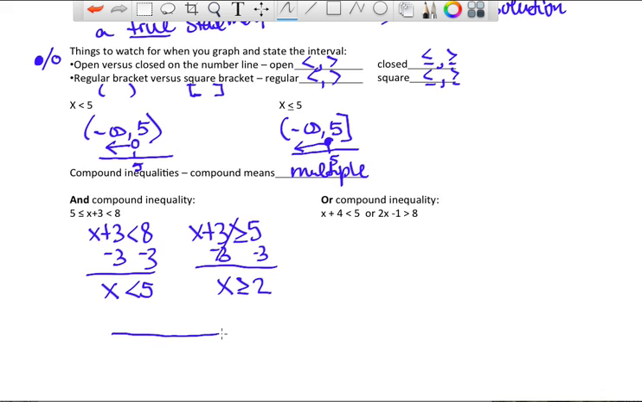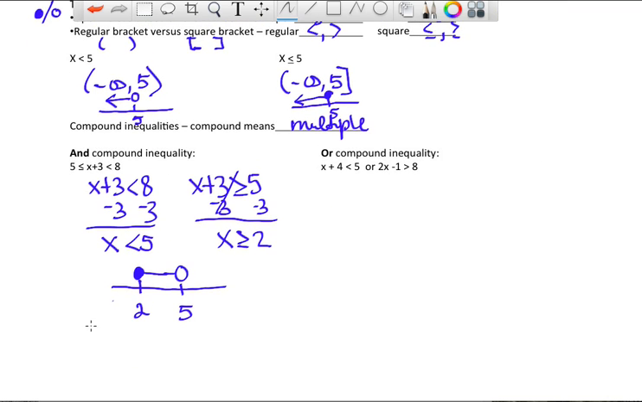Put it on a number line. 2 is smaller than 5, so it goes in this order. The 2 will get a filled in dot. This one will have an open circle. And then if it says less than 5, you would move it this way. And if it says greater than or equal to 2, you get an arrow that way. But because those arrows meet, you would generally just draw one line and you would graph it this way. So that is an AND inequality. So in an AND inequality, your arrows meet.